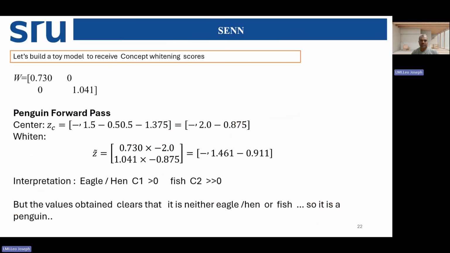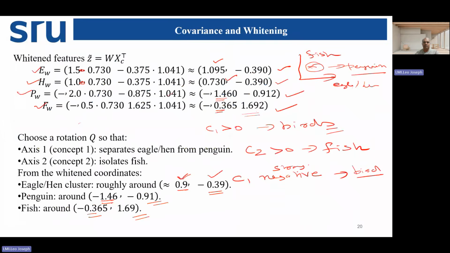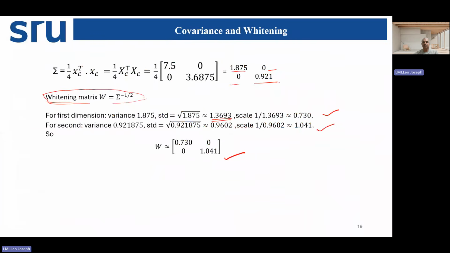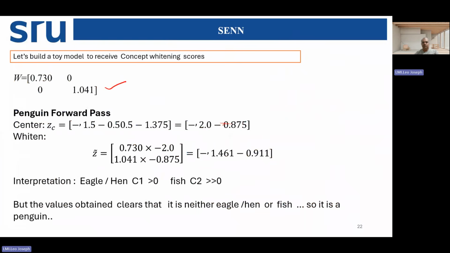Now I am going to do one more thing. I think you already know these values, right? Sorry, this is the whitening matrix, 0.730, 0, 0, 1.041, where the weights are coming. Let us check here. This one, right? Same thing, that value only I am taking here. Instead of going to the past values, just multiplying the equivalent weights according to the category, I am taking the concept whitening score. That will be more accurate.